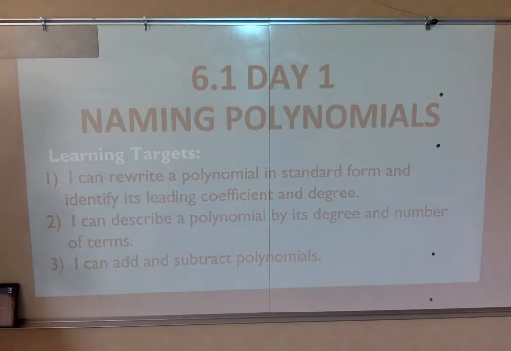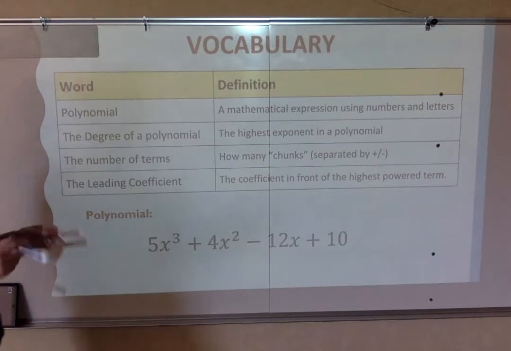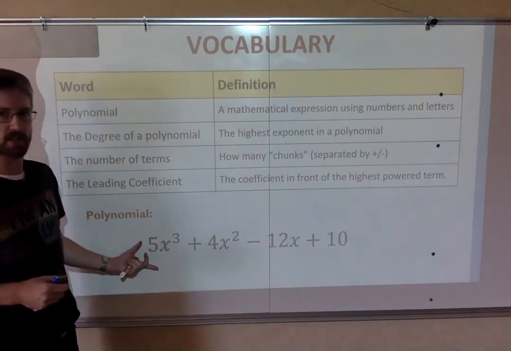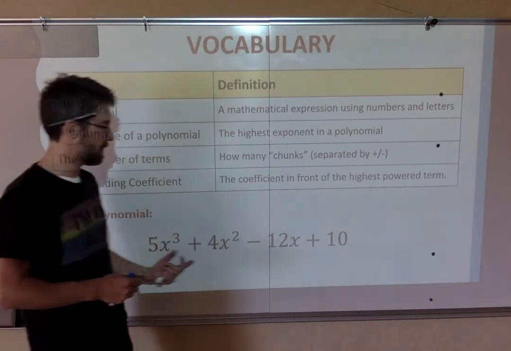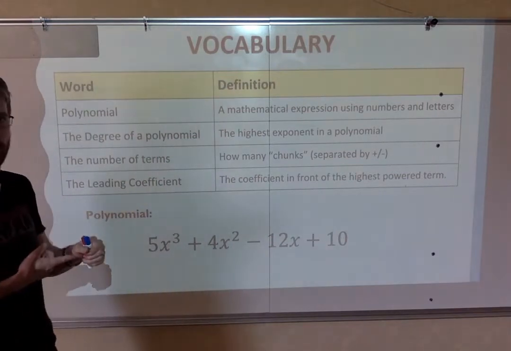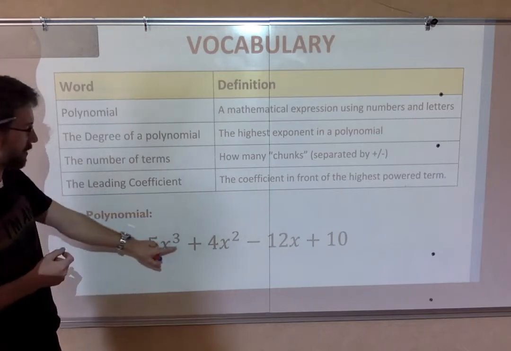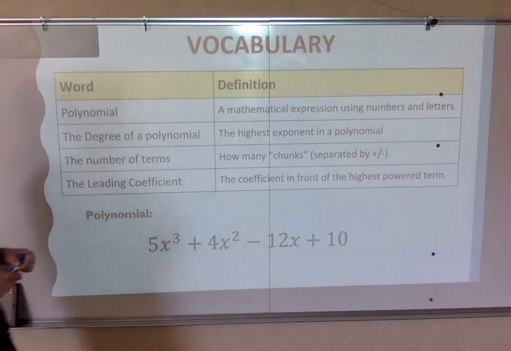All right, so some vocab to start with. What do some of these words mean? A polynomial is this. It's a mathematical expression using numbers and letters. Really, it's an equation that looks like this, where it's a variable with an exponent. And there might be a number of them, there might only be one, but there's not things like square roots, there's not things like sine or cosine or anything like that. It's only exponents, and the variable is also not the exponent.